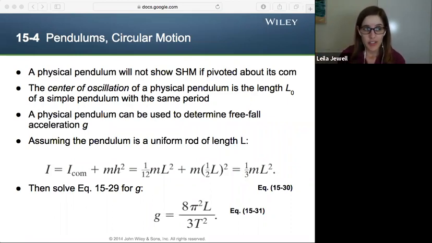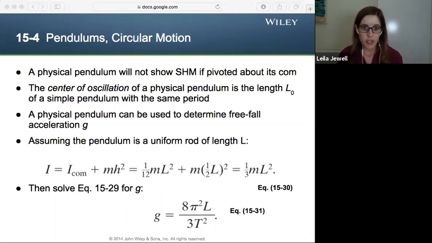That's why, and indeed about the center of mass, h would also come out to 0. So that's why the period would be 0. The center of oscillation of a physical pendulum is the length L0 of the simple pendulum with the same period. So we can say that a physical pendulum is like a simple pendulum with a modified length. A physical pendulum can be used to determine the free fall acceleration g. This is what we did in lab with the simulation.